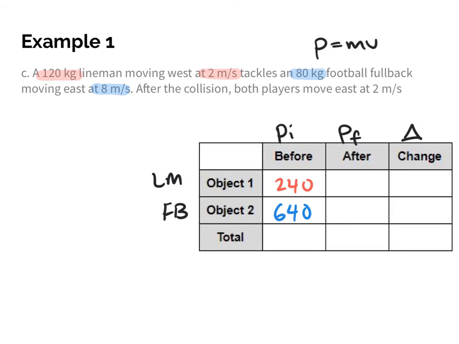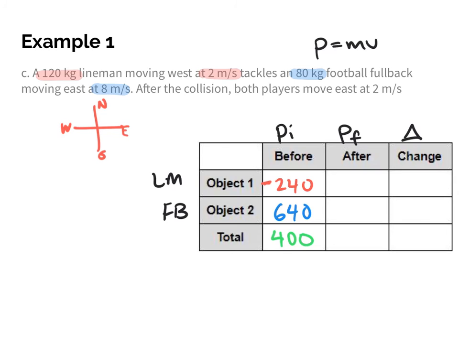Now notice here that it says that the lineman was moving west and the fullback was moving east. And we talked about how momentum is a vector quantity because it pertains to direction. So I'm going to label the lineman's momentum as negative because of it moving in a negative direction. So think north, south, east, and west. West would be that negative direction. So when I look at the total momentum, what I'm going to do is subtract these two values, and I would get a total momentum in the beginning of 400 units of momentum.